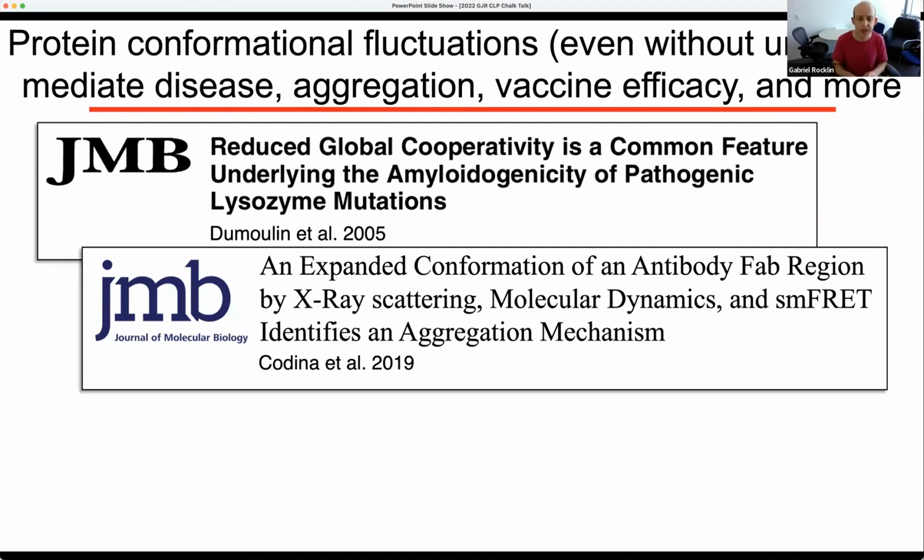And this was a study of the aggregation of the antibody Fab domain. What they found was that this particular Fab domain could populate an expanded conformation that was different from unfolding. It was a conformational change, but this expanded conformation was critical to the mechanism of aggregation of this domain. So again, it's aggregation caused by conformational fluctuations and not actually unfolding.